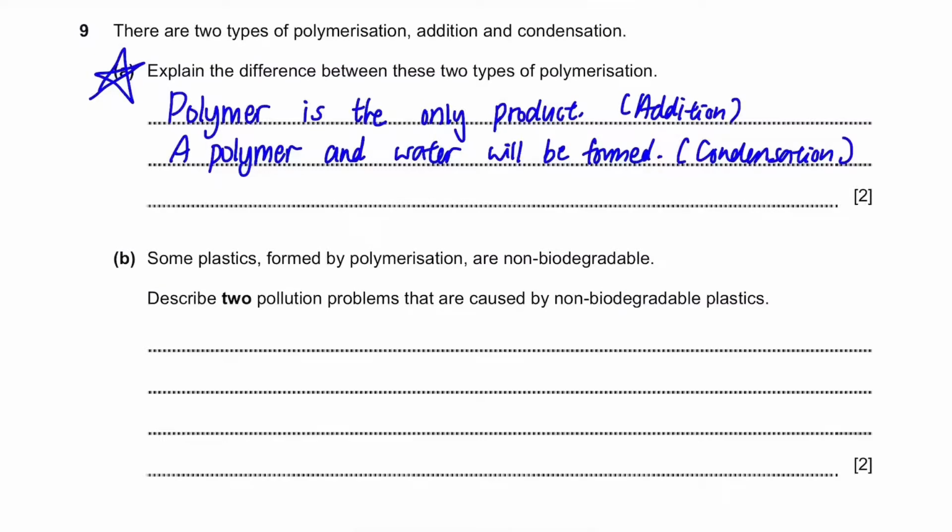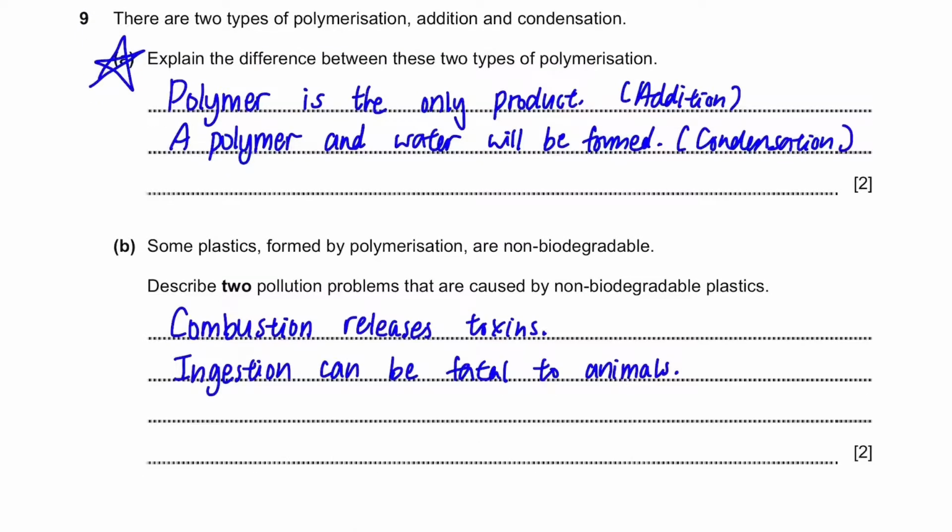Part B. Some plastics formed by polymerization are non-biodegradable. Describe 2 pollution problems that are caused by non-biodegradable plastics. Okay, another question asking facts. So non-biodegradable products will first of all release toxins when burned, so they cannot be burned and will take up space. Also, animals may mistake it as food and consume it, but since it is not digestible, this can be fatal to animals. Lastly, animals can be caught in plastics and suffocate, which is also fatal.